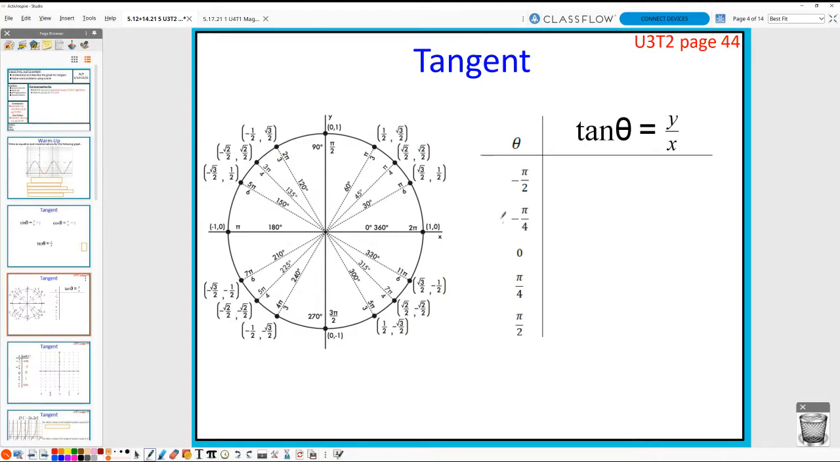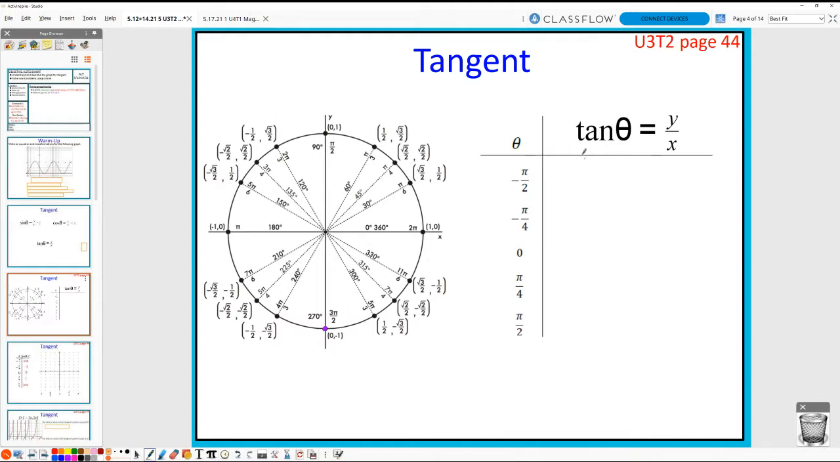As you know, negative pi over 2 is a clockwise rotation. We're going in the opposite direction. So from 0, instead we're going to rotate this way to get to negative pi over 2. So negative pi over 2 is the same point as 3 pi over 2, in terms of the value.